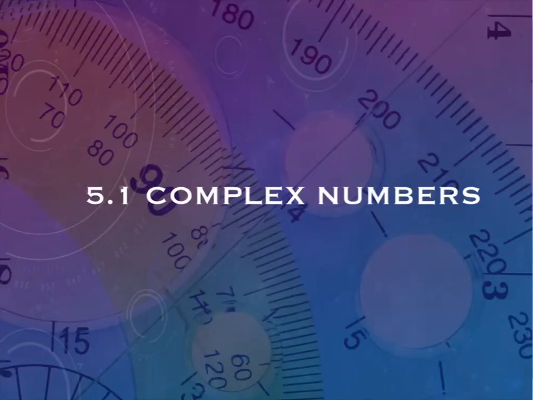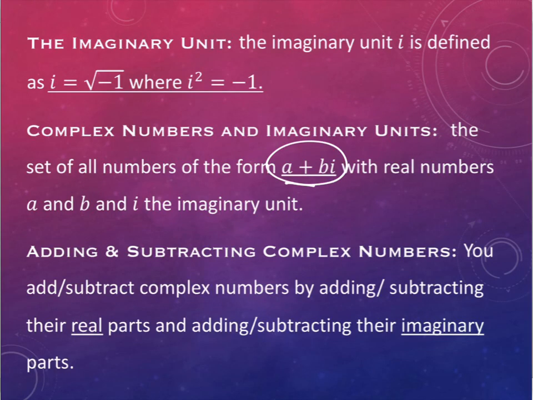Started section 5.1 last time, and we're going to complete that section today. We're taking a look at complex numbers, and let me just give you a real quick recap of where we were and where we ended up. So complex numbers are numbers of the form a plus bi. i is an imaginary unit. It's equal to the square root of -1.